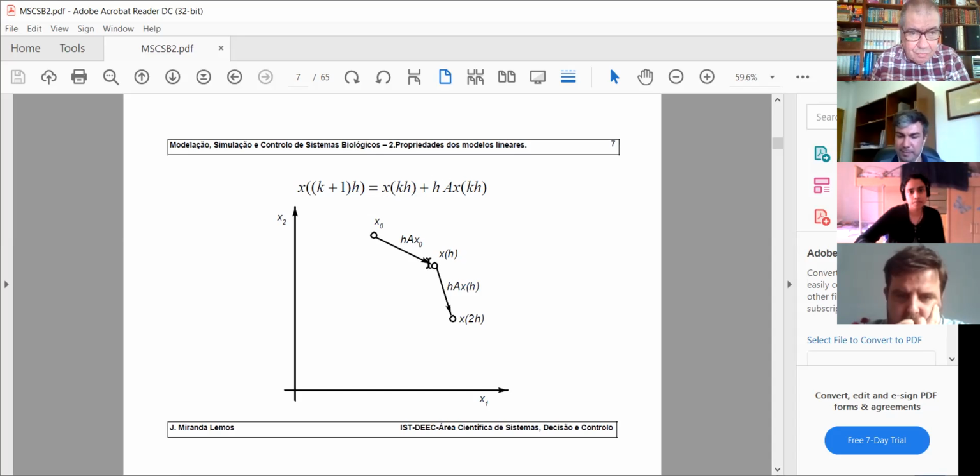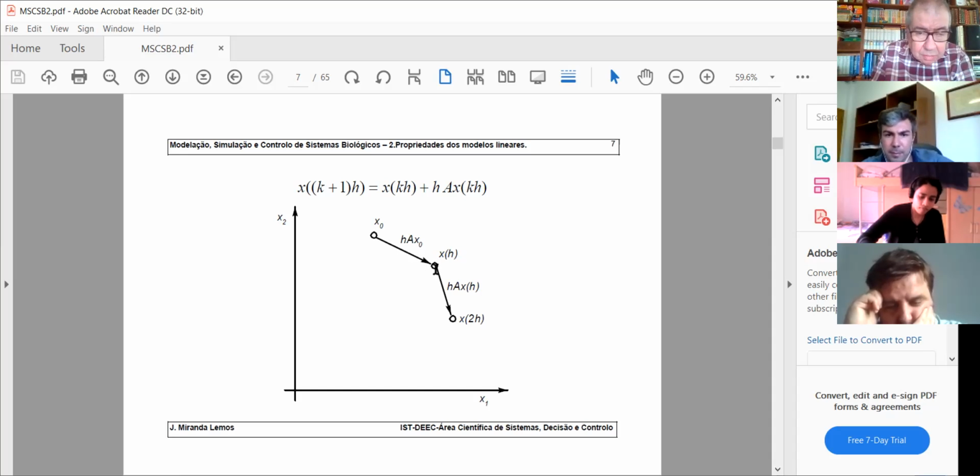At x_h, you do the same, but now starting at x_h. So x_2h is x_h plus this vector, A of x_h, times h. At any point where you are, your trajectory will go in a direction pointed by A times the state where you are. Okay? Clear? Now what happens is that you do this for some infinitesimal, very small value of h.